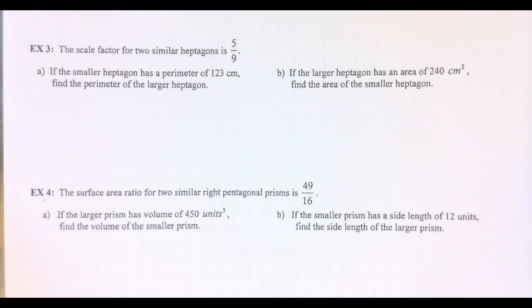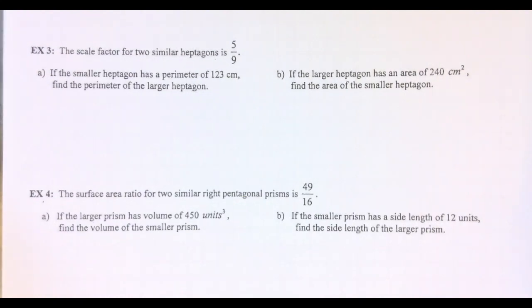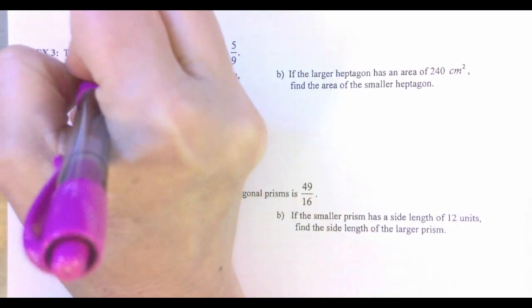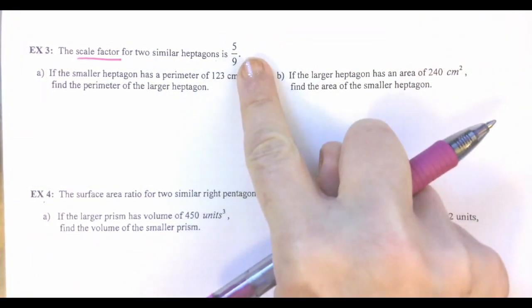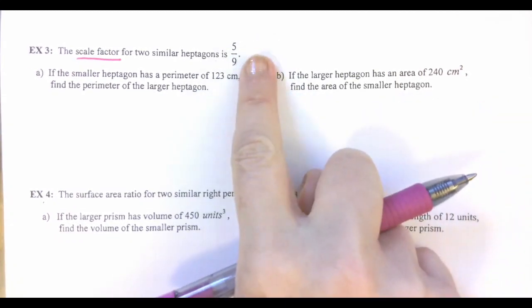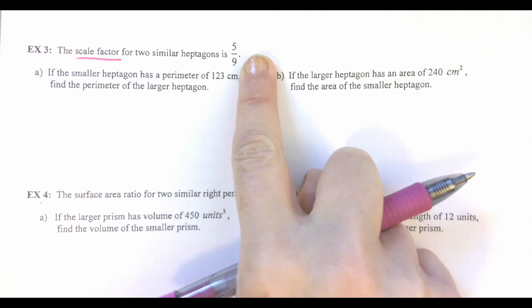All right, example 3, we're still looking at a heptagon, so something in 2 dimensions, and we're told what the scale factor is. So we know that A to B is 5 to 9. So if we apply 5 to 9, we're going to shrink something down. And if I want to enlarge it, I would look at its reciprocal of 9 to 5.